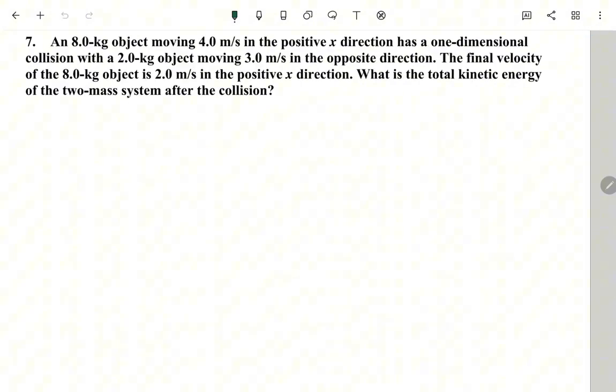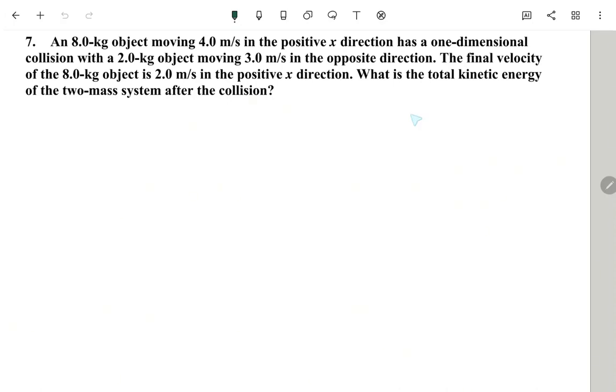An 8 kilogram object moving 4 meter per second in the positive x direction has a one-dimensional collision with a 2 kilogram object moving 3 meter per second in the opposite direction. The final velocity of the 8 kilogram object is 2 meter per second in the positive x direction. What is the total kinetic energy of the two-mass system after the collision?